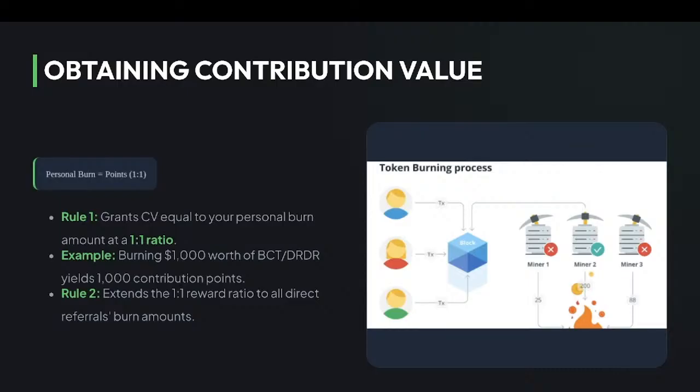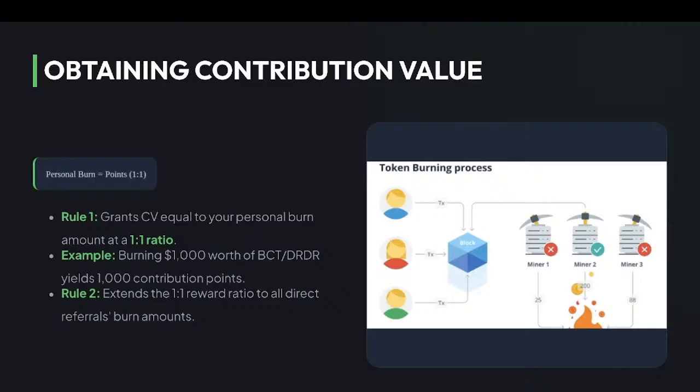To make this mathematical concept easy to understand, the slide provides a clear real-world example. If you personally execute a burn of $1,000 worth of BCT and DRDR token, the smart contract system will immediately grant you exactly 1,000 contribution points. So this forms your personal baseline contribution value.